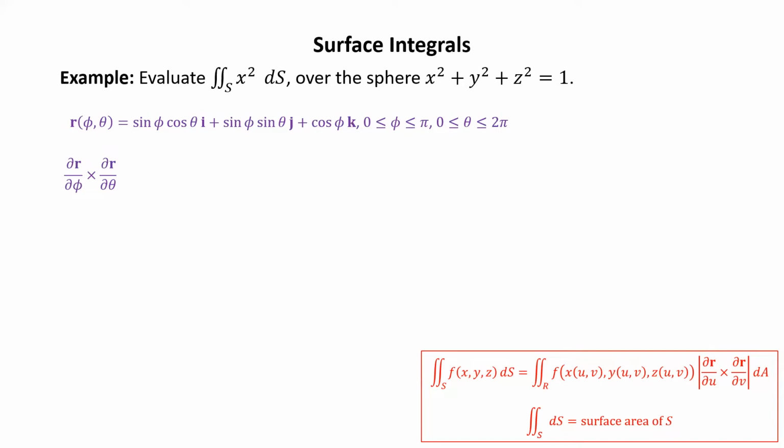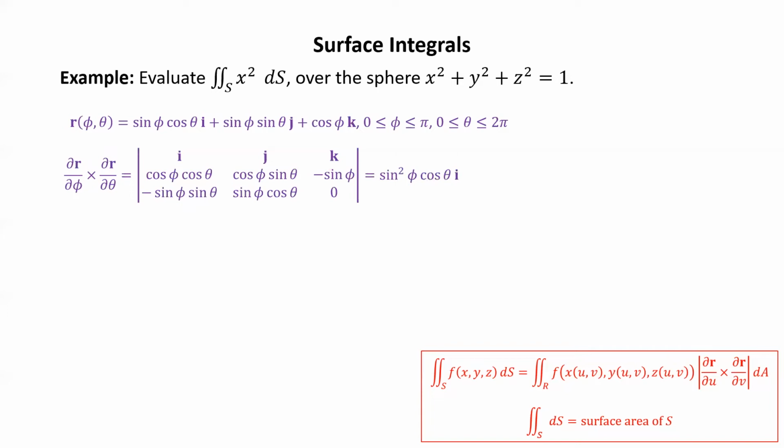Let's now take the cross product of the partials of the vector valued function. Inside the determinant for the second row, we take the partial derivatives of the components with respect to phi. We get cosine phi cosine theta, cosine phi sine theta, and negative sine phi. And for the third row, we take the partial derivative of each of the components with respect to theta. We get negative sine phi sine theta, sine phi cosine theta, and 0 since the k component has no thetas in it.